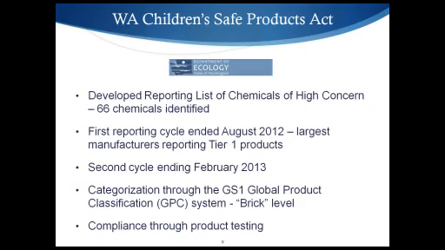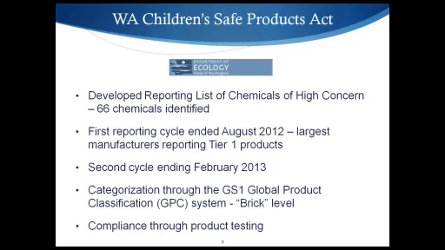But the Washington system was developed in response to their reporting list of chemicals of high concern. So they developed a large list of priority chemicals, which they narrowed down to 66 chemicals that they are now requiring reporting on. They've developed an entire e-filing system for companies to come in and submit that information, and we're going to take a look at the public access side, the ability to search that data that is entered into their system. The first reporting cycle ended in August 2012.